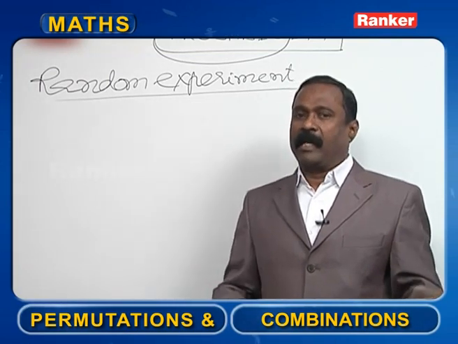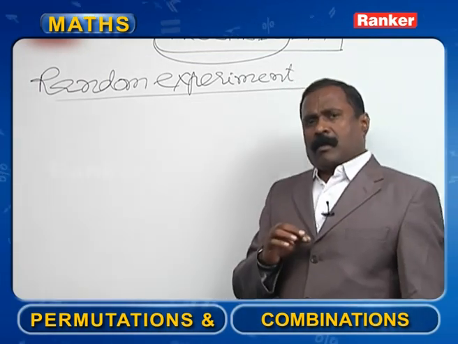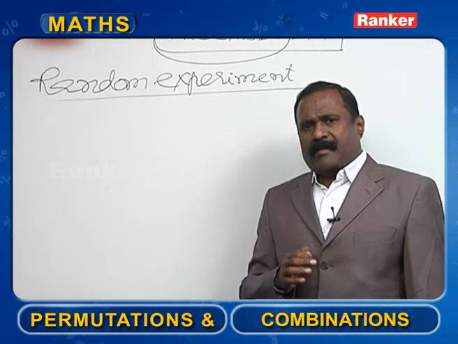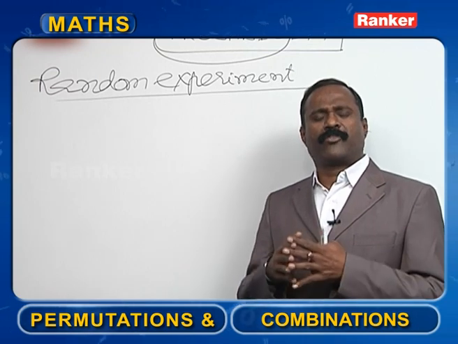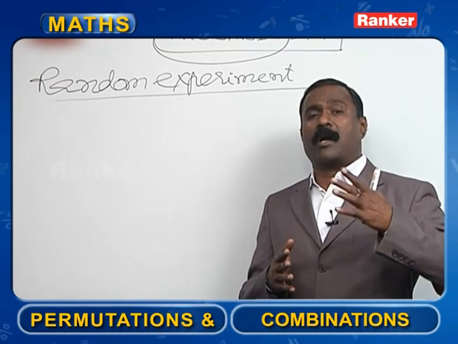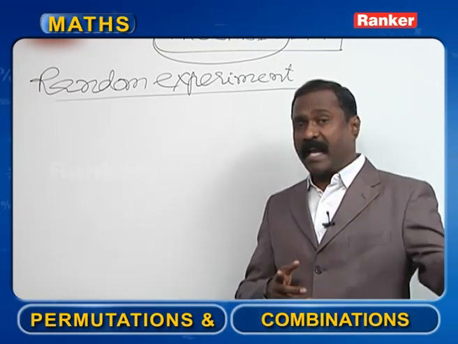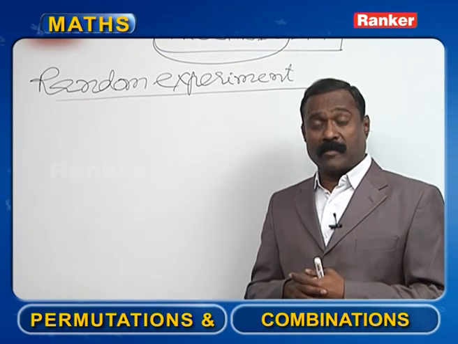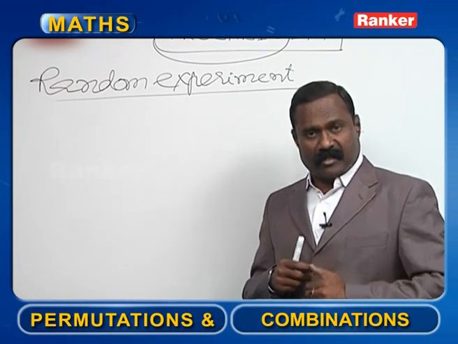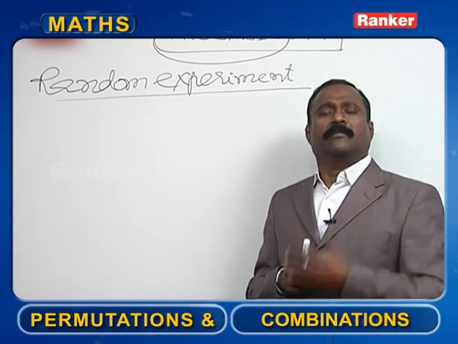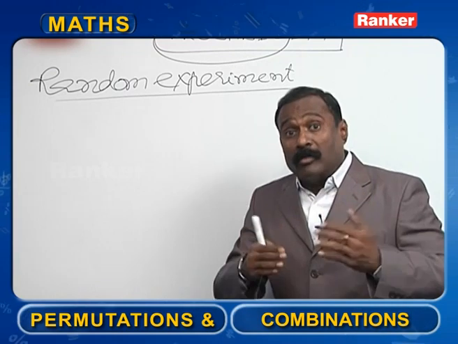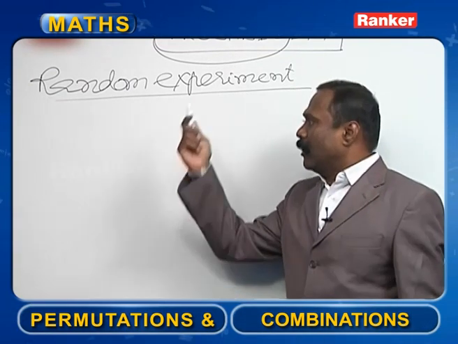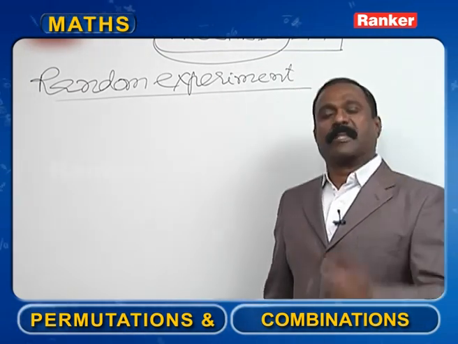It's fair like that. So, to be more precise and more clear, a random experiment is that experiment in which you know all the possible outcomes before conducting the experiment. That is, all the possible outcomes are known to us, and if you conduct the experiment, the outcome or result should be one of the known possible outcomes. Then only it is said to be a random experiment.